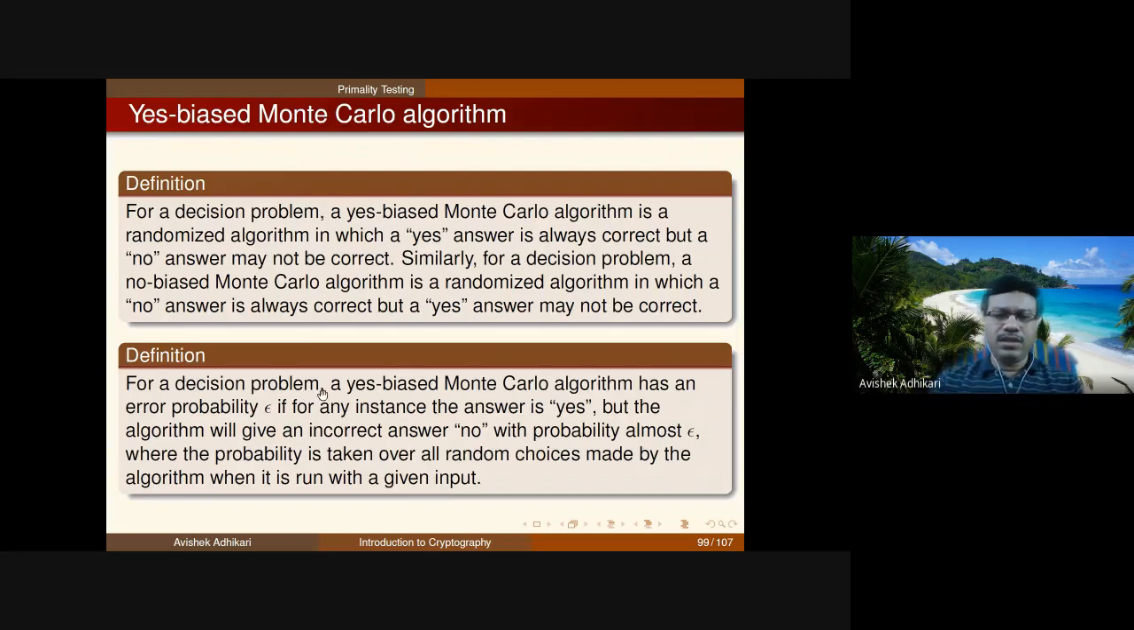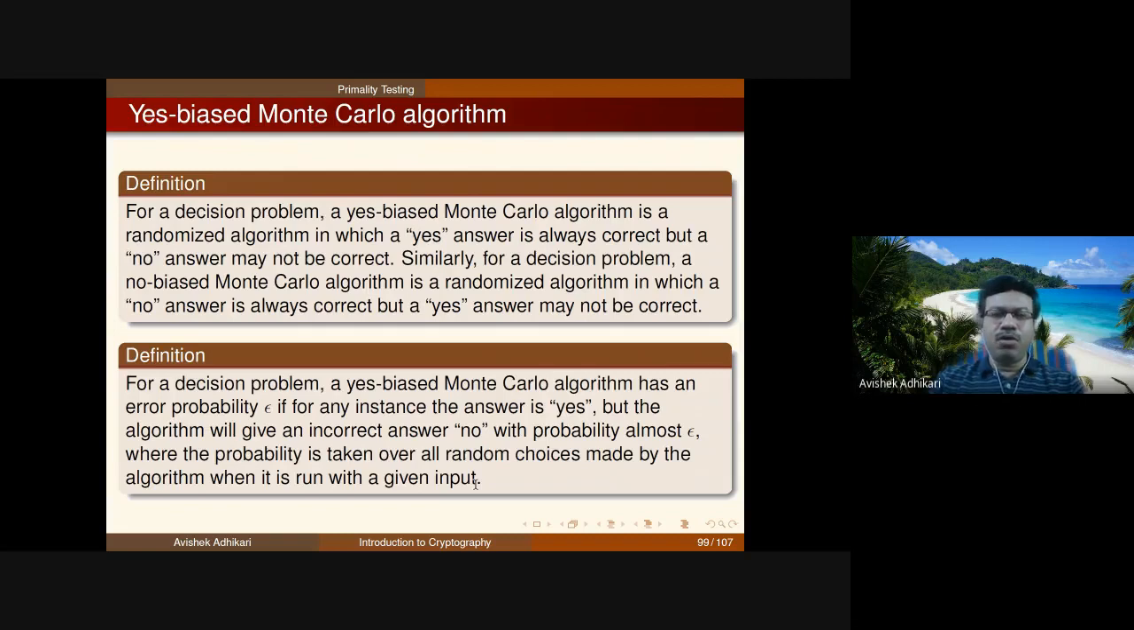So for a decision problem, a yes-biased Monte Carlo algorithm has an error probability epsilon if for any instance where the answer is yes, the algorithm will give you an incorrect answer no with probability at most epsilon, where the probability is taken over all random choices made by the algorithm when it runs with a given input.